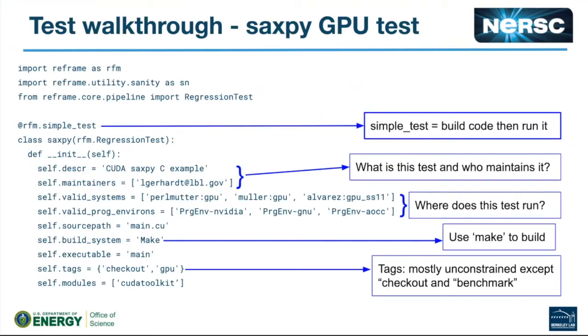So this is an example test. This is a Saxby GPU test. So it's just Saxby, which does some little exercising of the GPUs and calculates matrix multiplication or something. I don't even remember anymore. Sorry, it's been a while since I wrote this. But you can grab the Saxby code off the web and be able to do a calculation. And this basically tests that the GPUs work and can be accessed, which sometimes they can't be if you don't have the right setting set up.